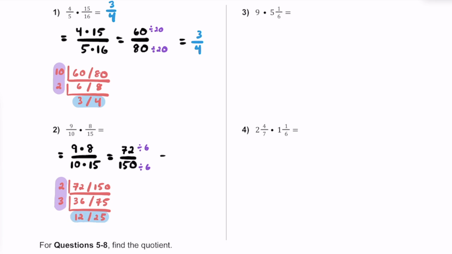So 72 divided by 6 is going to be that 12. And then that 150 divided by 6 is going to be 25. So this right here is going to be our product, 12 25ths. All right, cool.